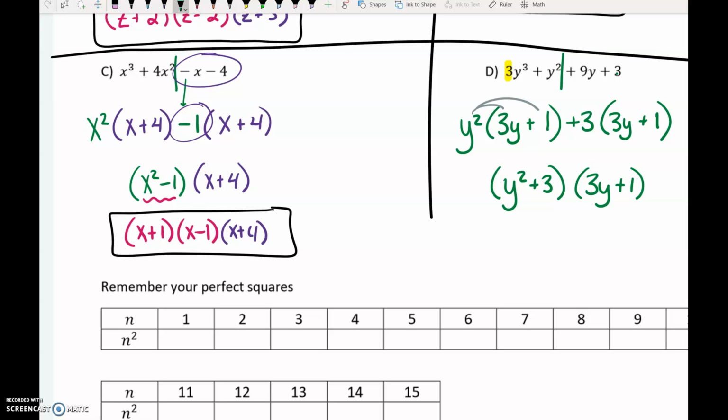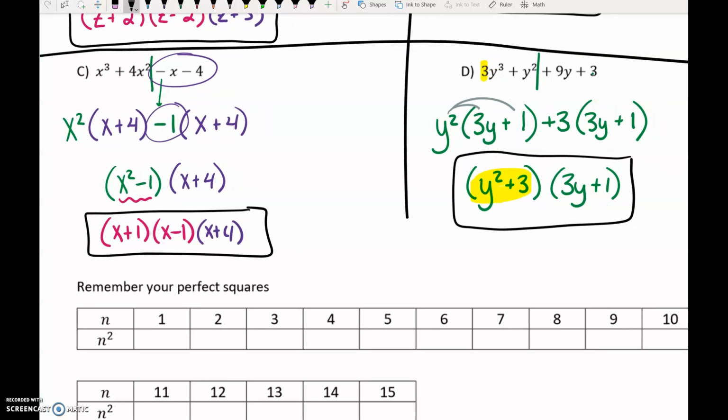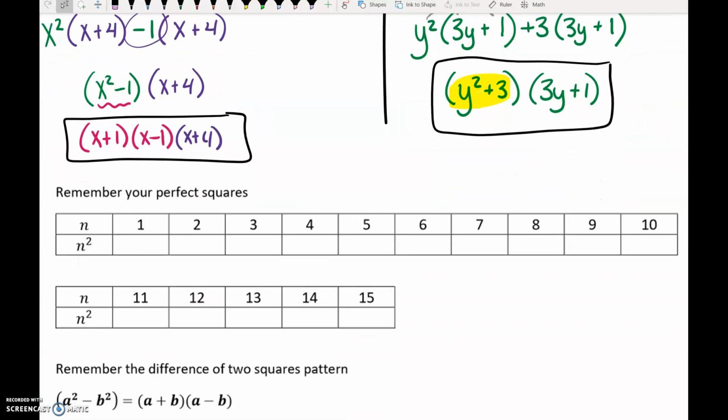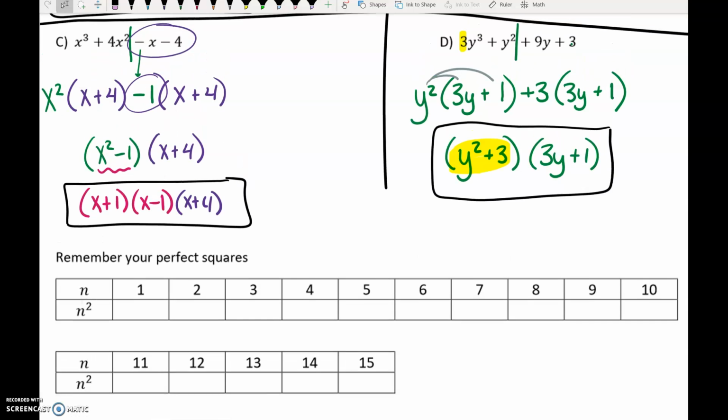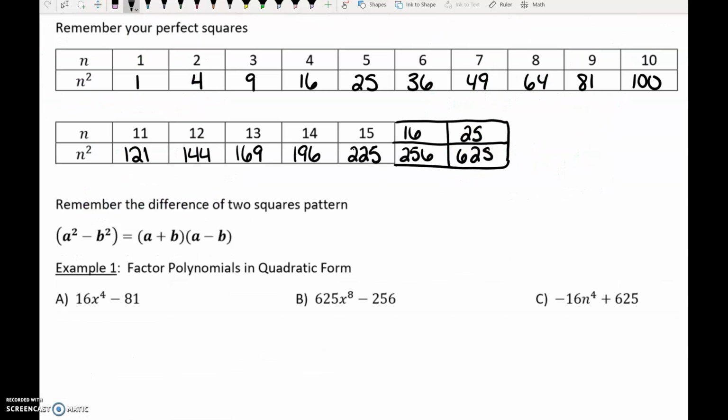Now we're used to doing another step after this, but this is y squared plus. Y squared plus, we can't factor that anymore. It is done. Okay, remember your perfect squares. I'm going to pause the video and fill this in. If you're watching this video, I would pause the video and get those recorded.